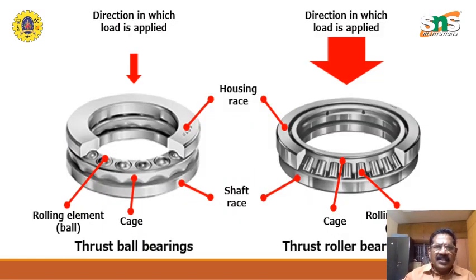Now the direction in which the load is applied differs between the thrust ball bearing and the thrust roller bearing. You see the housing here, the outer race, and you also have the cage. The cage holds the balls, or the cylinders in this case. This is the direction in which the load is applied. The thrust bearing itself has two types: the thrust ball bearing and the thrust roller bearing.